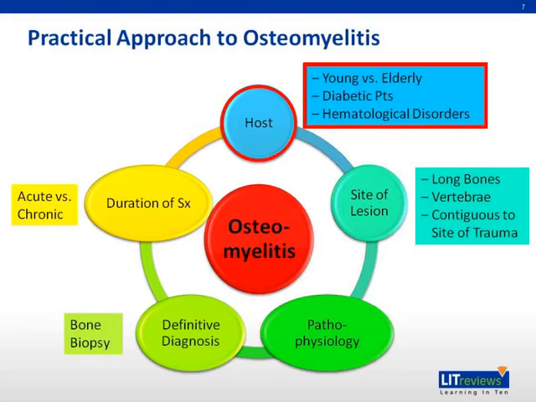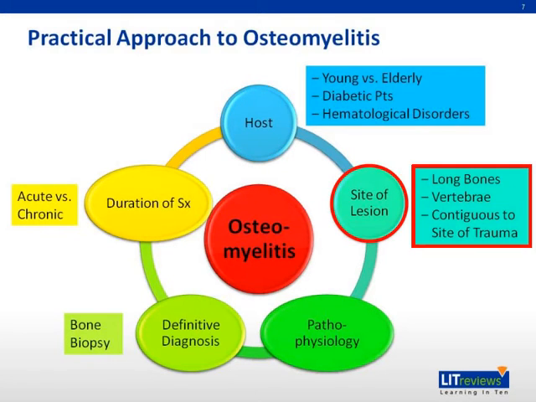Often, such infections are polymicrobial. For patients with hematological disorders, as discussed earlier, they have underlying sickle cell disease or the thalassemias. They are at risk of salmonella bone infections as well as streptococcal and staphylococcal infections. The site of lesion gives us a clue as to how this process might have occurred. In long bones and in the vertebrae, without a history of previous trauma, this is suggestive of spread via hematogenous seeding. If there's a history of previous trauma, then the infection may be contiguous to the site of trauma.